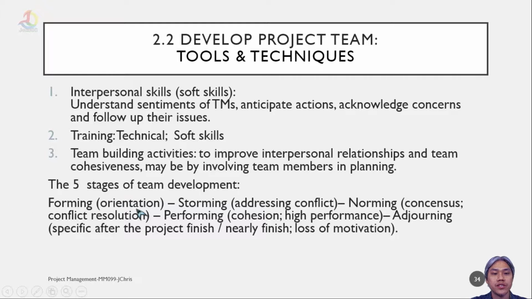The five stages of team development: forming, where we have orientation; storming, where we address the conflict within the team members; norming, which uses consensus and conflict resolution; performing, to create cohesion and high performance; and adjourning, which is specific to after the project finishes or is nearly finished, because sometimes there is a loss of motivation when we are going into the last stages of the project.